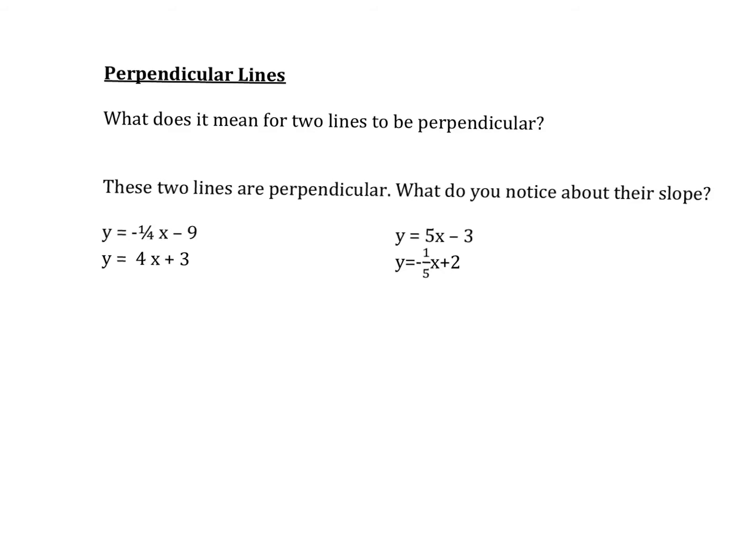Lesson 5.5, perpendicular lines. What does it mean for two lines to be perpendicular? Well, it means that they form a right angle, and it would be shown like that in a picture, and it's going to be a 90-degree angle. So it means that they form 90-degree angles.